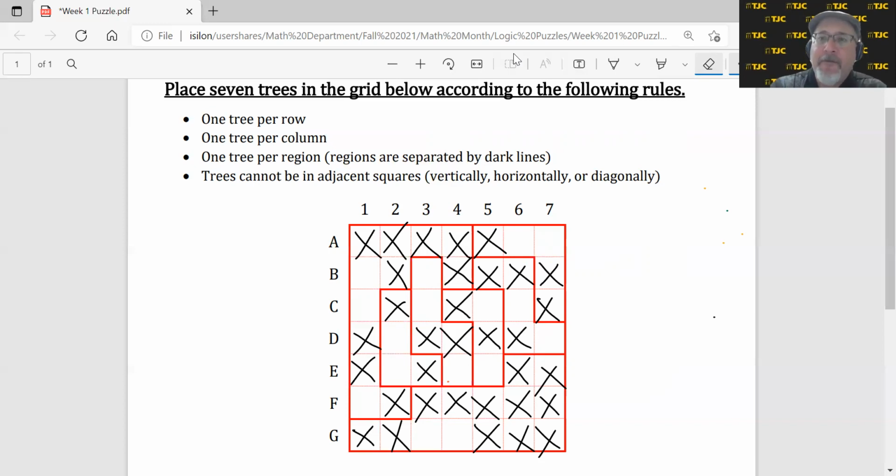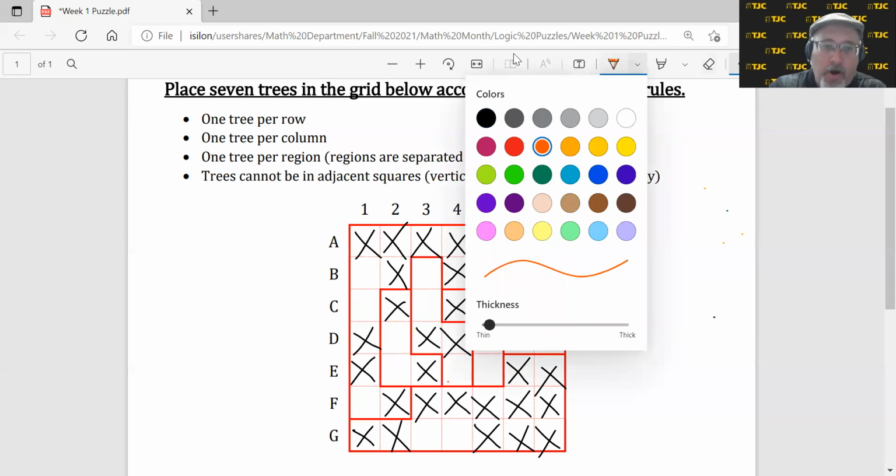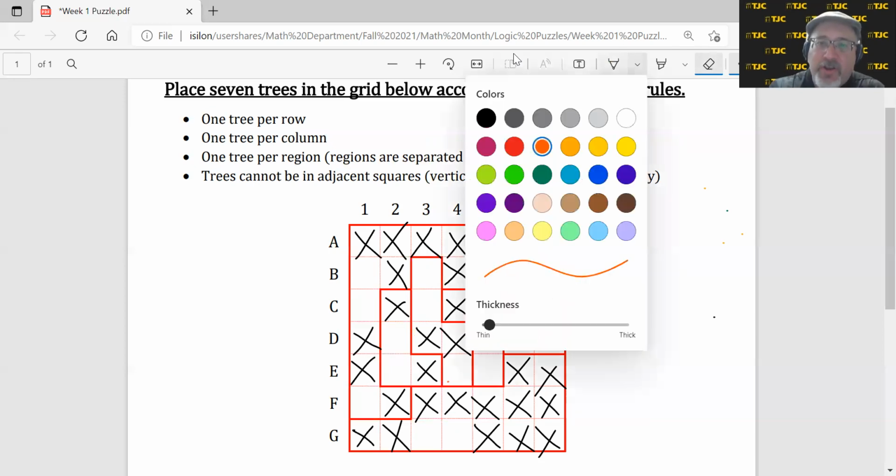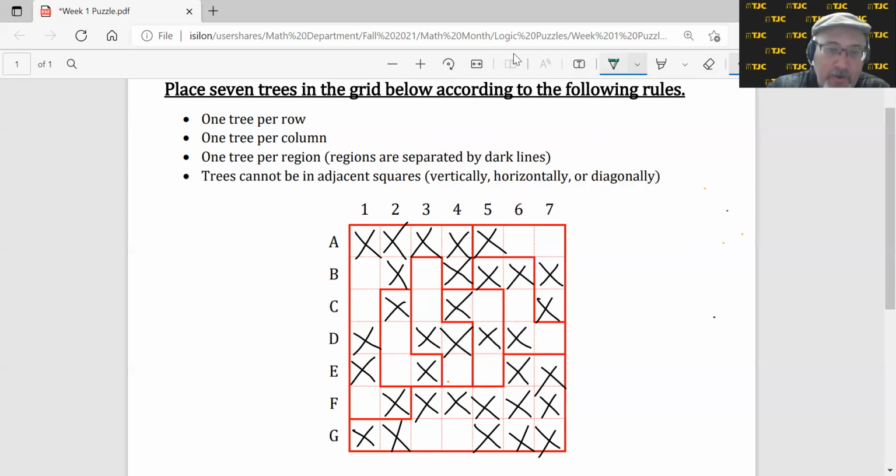Look at row F. In row F, there is only one square remaining where a tree could possibly be. Now, when we start dropping trees, we can cross out any other square in the same row, column, or region or adjacent. So this is going to finish off real fast. There must be a tree in F1. It's the only space left in row F, which eliminates B1 and C1 by column, E2 by adjacency.